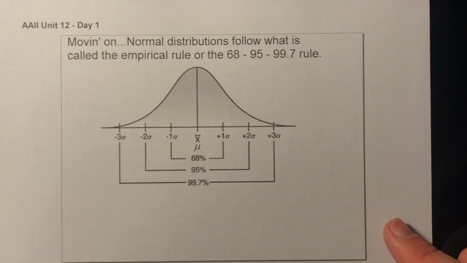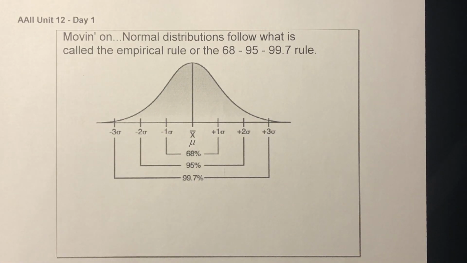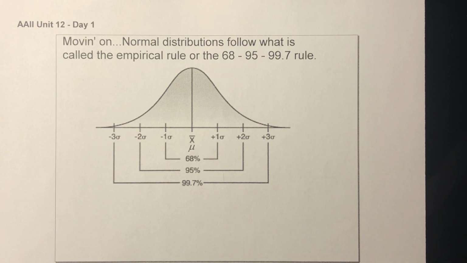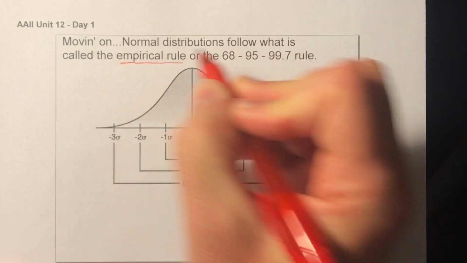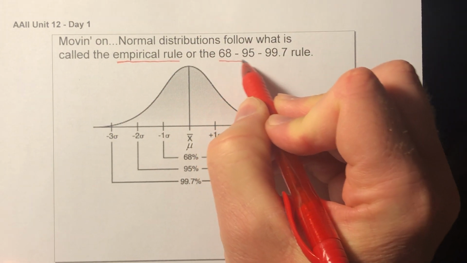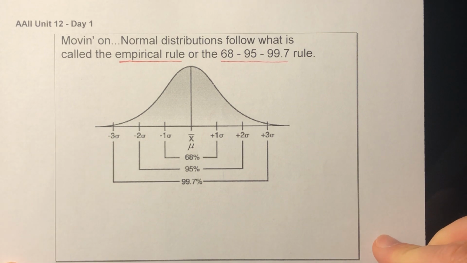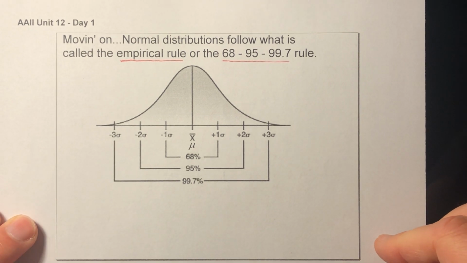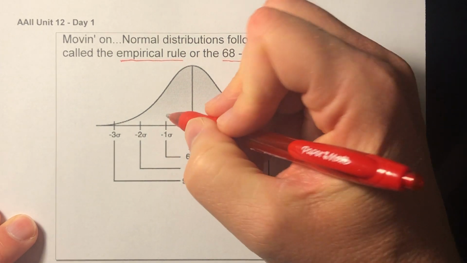Okay. All right, so here's our normal distribution. That's our bell-shaped curve. We have what is called the empirical rule. Okay, the empirical rule is 68, 95, 99.7. So the 68 comes from here.